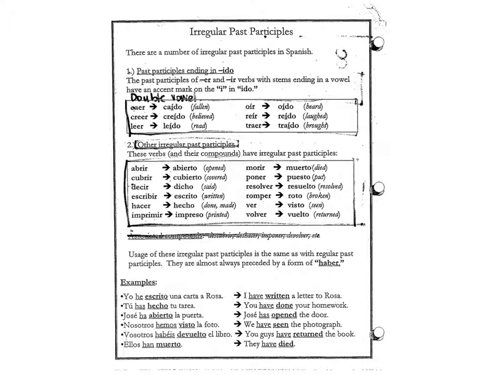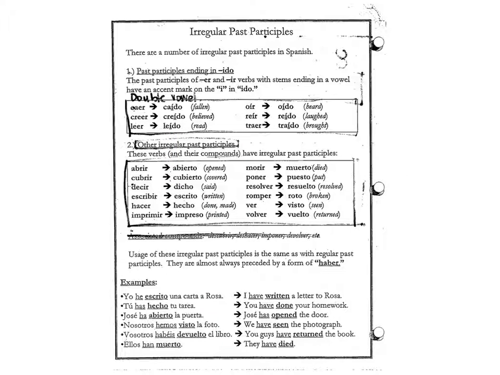These are going to be the irregulars. I will go ahead and throw those in right now instead of at the end. So for irregulars, we've got double vowel verbs. Any verb that would typically be considered a double vowel, you are going to accent the I on ido. So for caer, we've got caído, creer, creído, leer, leído. So it is still an IDO, but you just have to accent the I.